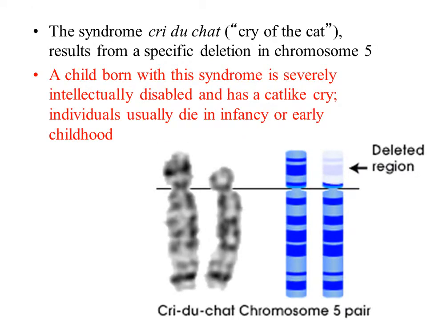One example is Cri-du-chat syndrome. This syndrome results from a specific deletion in chromosome number 5. If you look at the image below, the piece of chromosome 5 has been deleted. A child born with this syndrome is severely intellectually disabled and has a cat-like cry. Individuals usually die in infancy or early childhood.